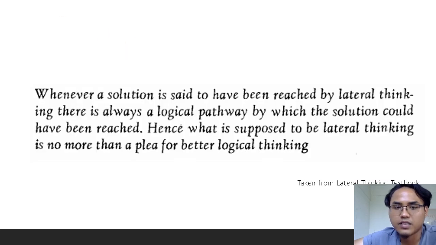Okay, these are words taken from the lateral thinking textbook. It says that whenever a solution is said to have been reached by lateral thinking, there is always a logical pathway by which the solution could have been reached. Hence, what is supposed to be lateral thinking is no more than a plea for better logical thinking.